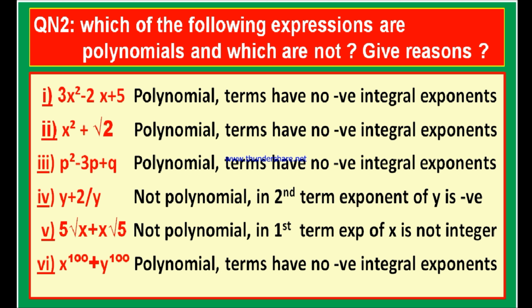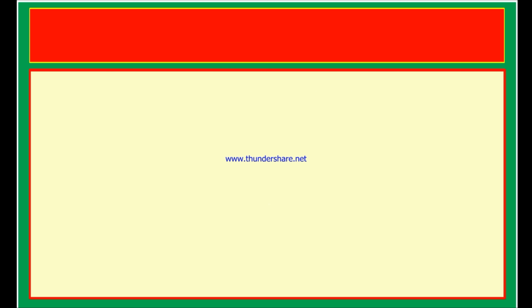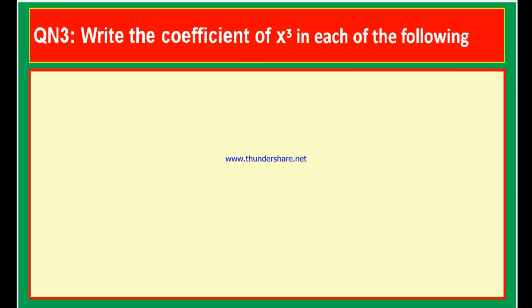In any expression, if all the variables contain non-negative integral exponents, then the expression is said to be a polynomial. Otherwise, it is not a polynomial, it is just an expression only. Now you can solve question number 3. This is question number 3.